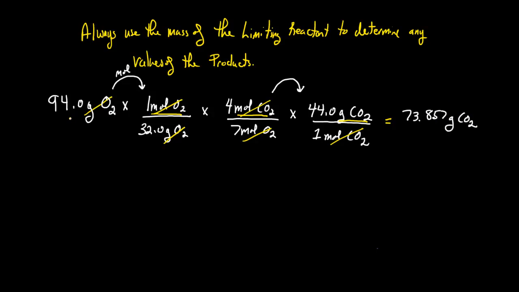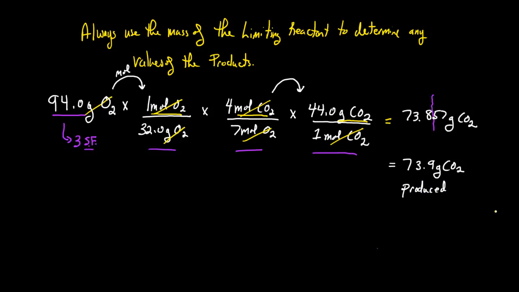So we recognize here that I started off with 94.0, and this has 3 sig figs. All the rest of these have an infinite amount of sig figs. We don't use them to calculate sig figs. So since we started with 3 sig figs, we know we have to end with 3 sig figs. So we're going to cut this off right here. And we recognize that at the end, we are going to have 73.9 grams of CO2 produced.